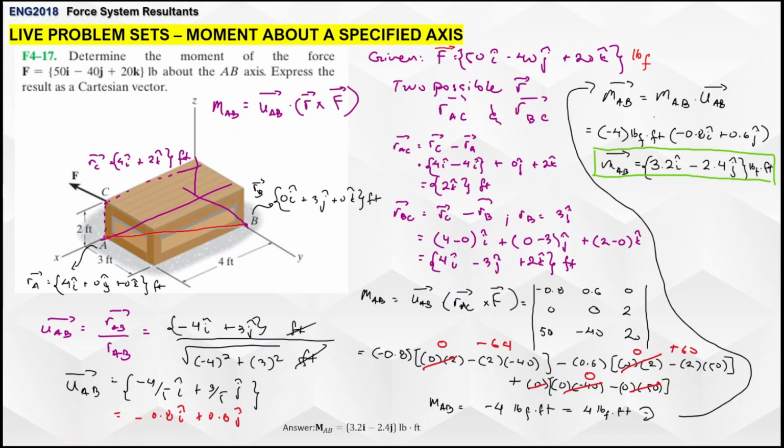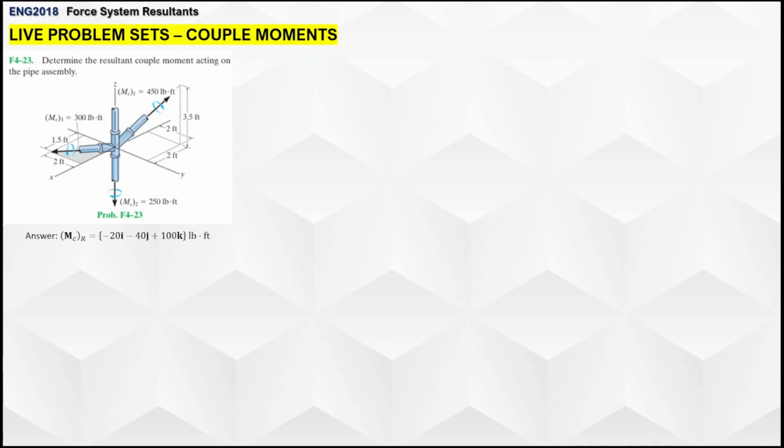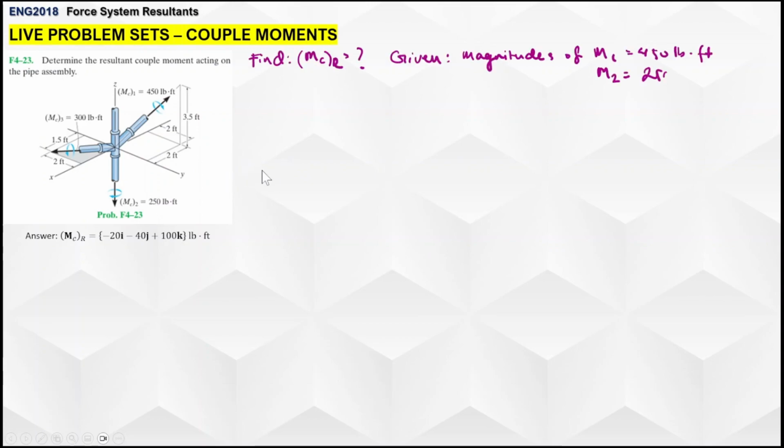Next. All right. So this one looks intimidating, but I trust you that you already encountered it. And remember, you can treat them like force vectors or like any other vectors, but in this case, they're expressed in magnitude. Right now, we're being asked to determine the resultant couple moment acting on the pipe assembly. So we're given the magnitudes of moment 1, which is 450 pound force feet, moment 2 at 250 pound force feet, and M3 at 30 pound force feet.